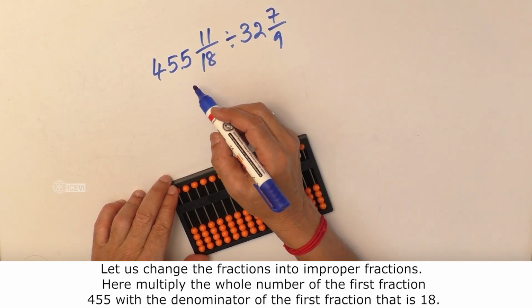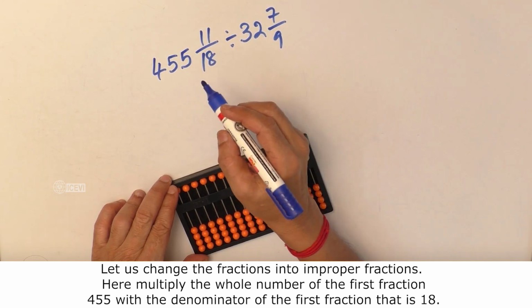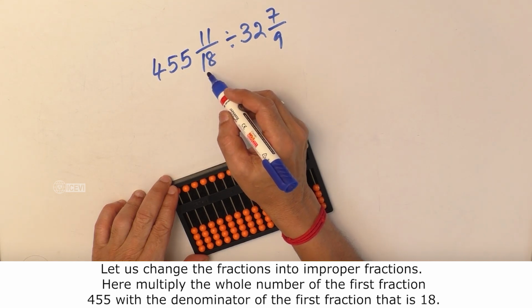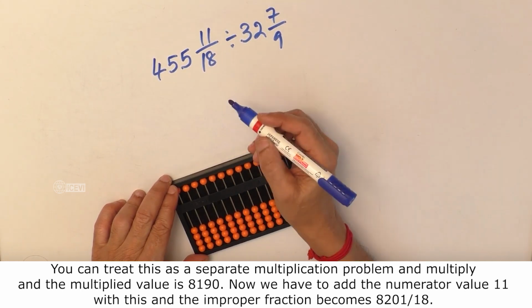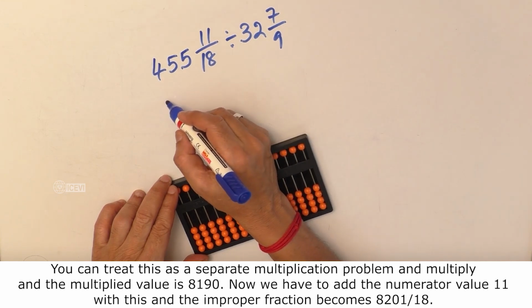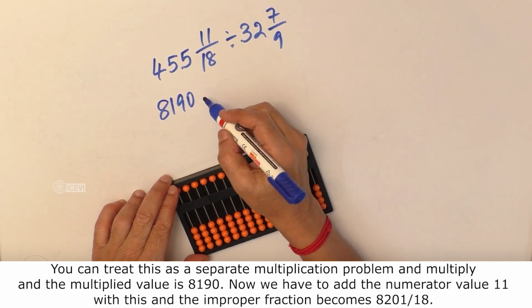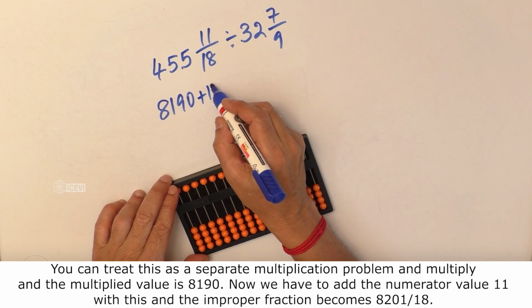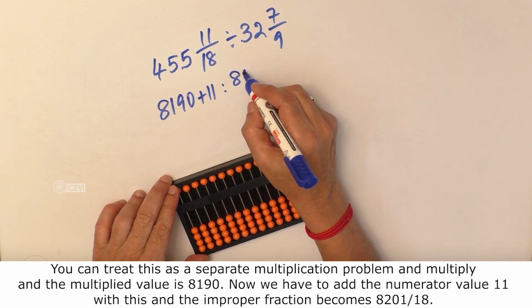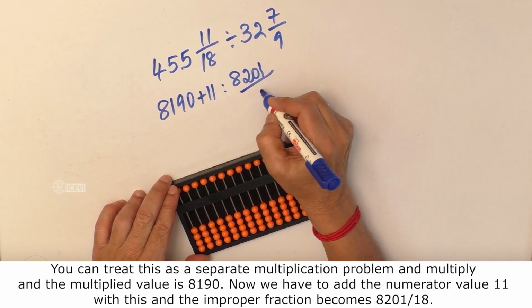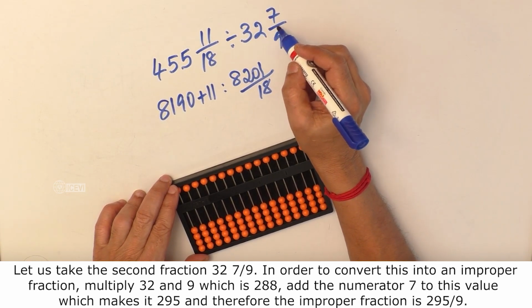Here, multiply the whole number of the fraction, 455, with the denominator of the first fraction, 18. You can treat this as a separate multiplication problem, and the multiplied value becomes 8190. Now we have to add the numerator 11 with this, and the improper fraction becomes 8201 divided by 18. Now let us take the second fraction, 32 7 by 9.